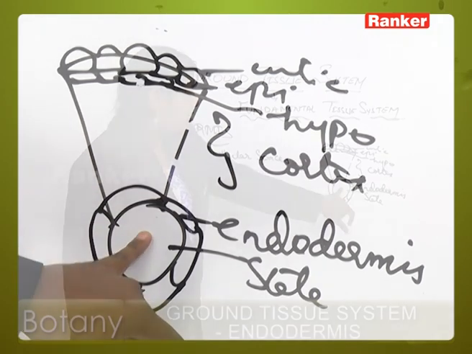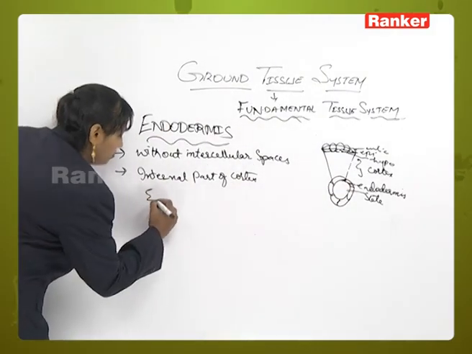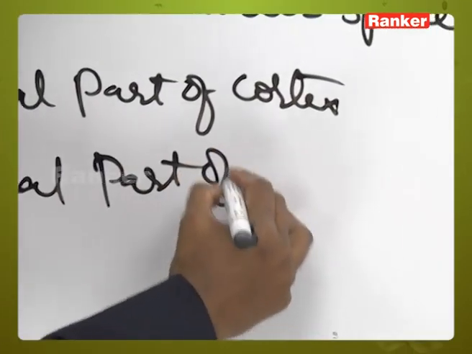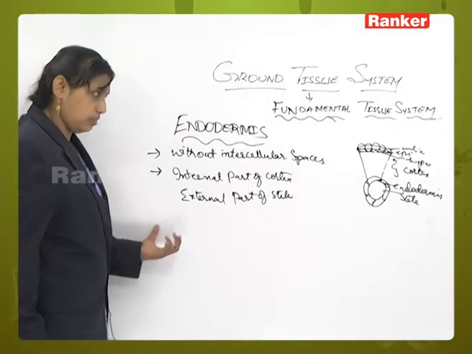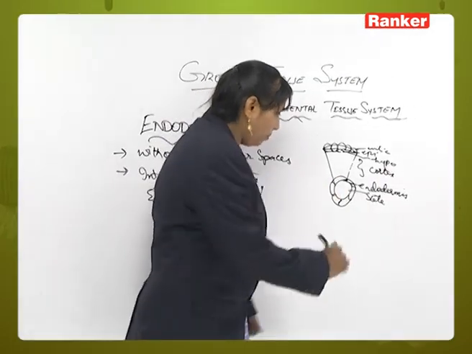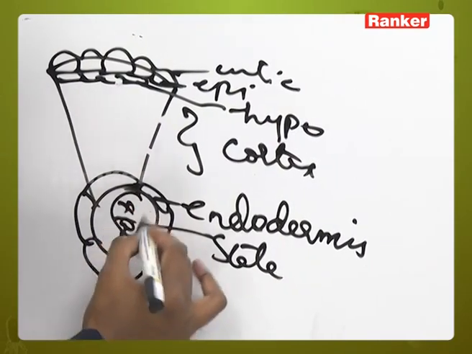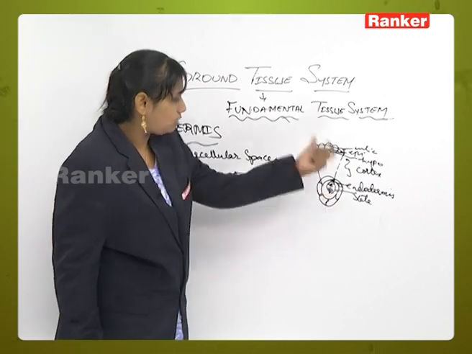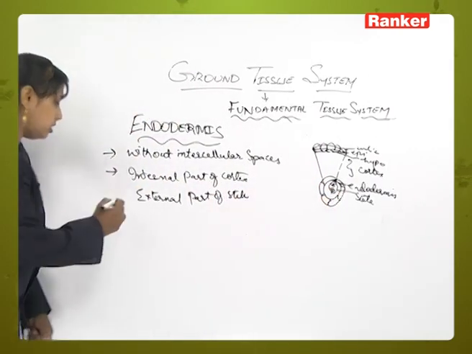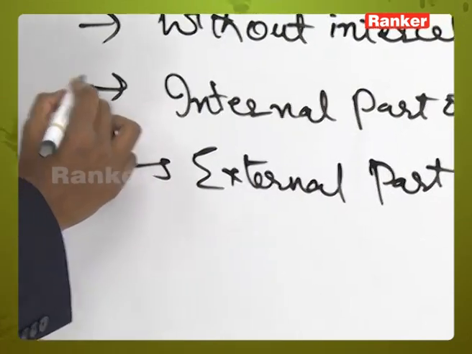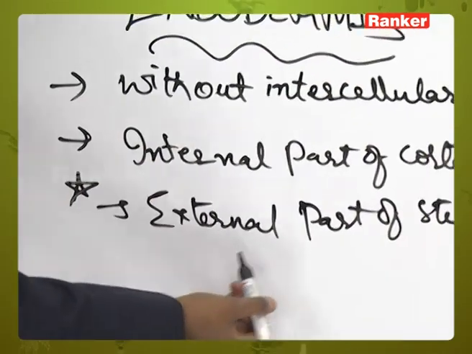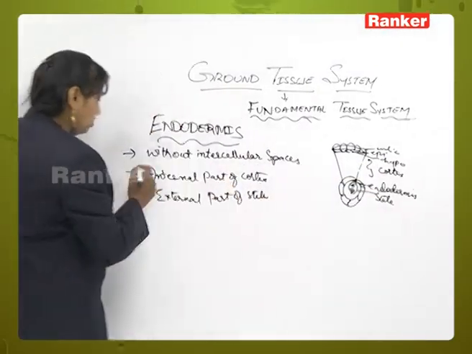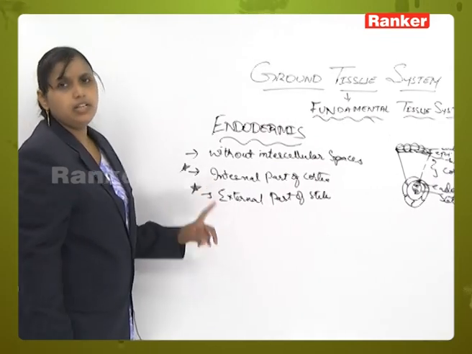It is also called the external stellar part, or the external part of the stele. Why are we calling it the external part of the stele? Because when we go with this diagram, here you may have vascular bundles, right? The vascular bundle is nothing but stele. So, the stele is inside, and the endodermis is towards the outer side. That is why the endodermis is also called the external part of the stele, and as it is towards the inner part of the cortex, it is also called the internal part of the cortex.